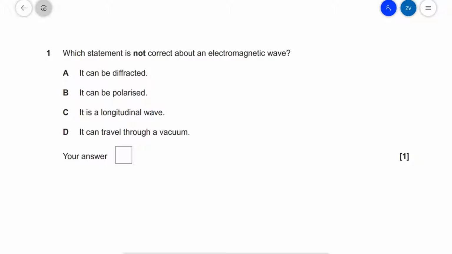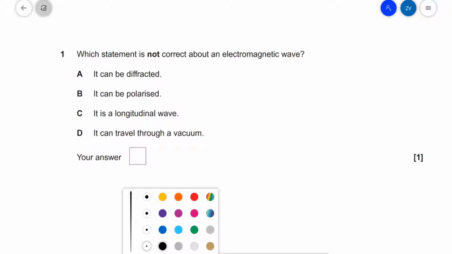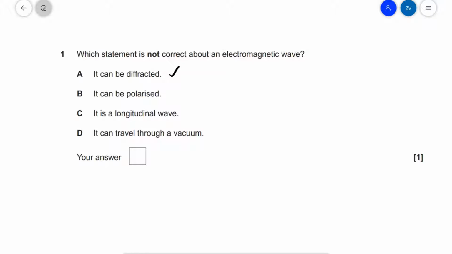Which statement is not correct about an electromagnetic wave? It can be diffracted. Well, this is definitely correct. So EM waves can be diffracted. They can also be polarized. That's how 3D glasses work. They are not longitudinal waves though. They are definitely transverse waves, and also they travel through a vacuum. So in this case, the incorrect answer is C.